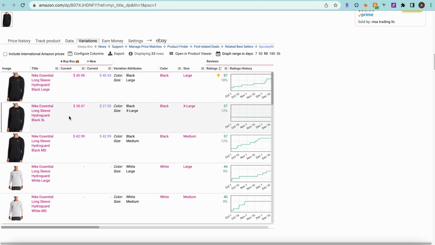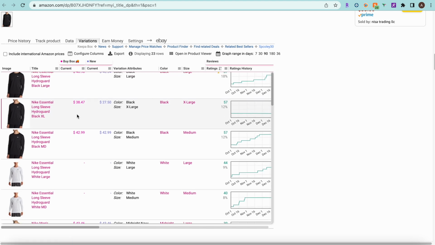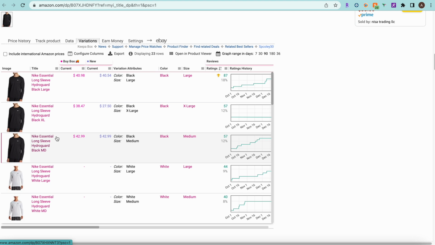For men's clothing, it's the large, the mediums, the XLs that sell the best, and also the neutral colors, right? The blacks, the whites, the grays, those products are most likely gonna sell the most in a set of variations. So once we sort by the ratings, we can see the three black shirts, large, medium, XL are the ones that sell the most based on the ratings.